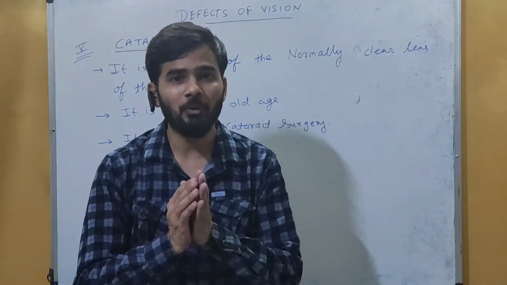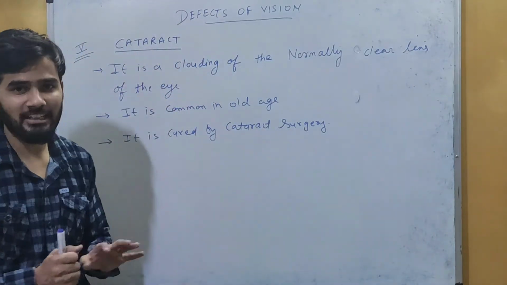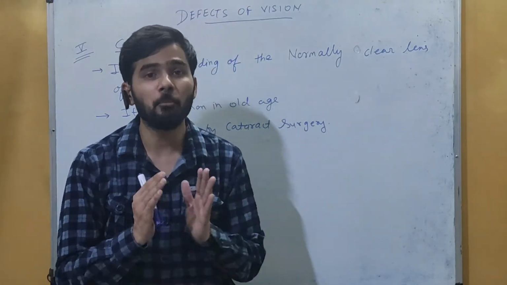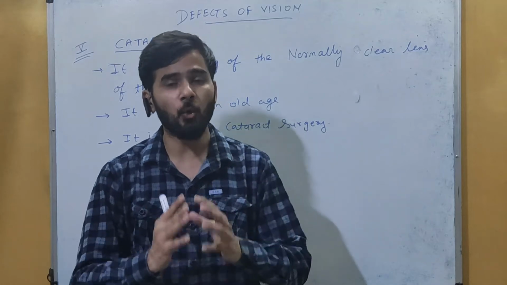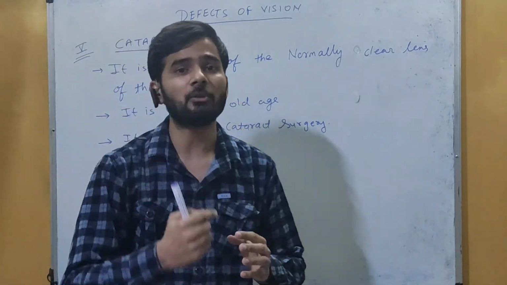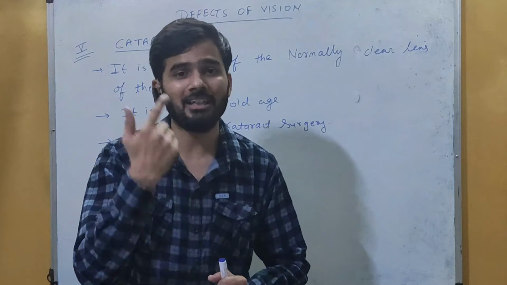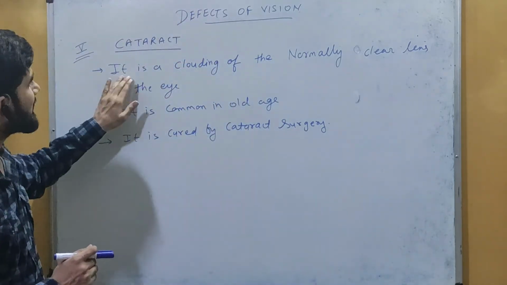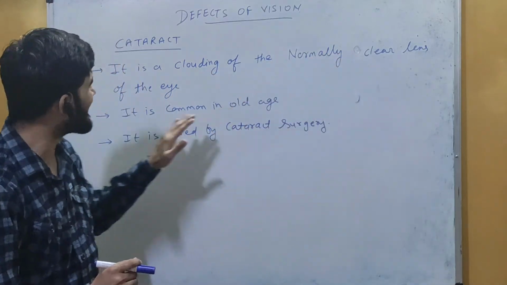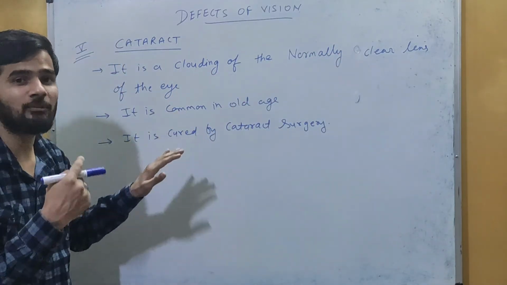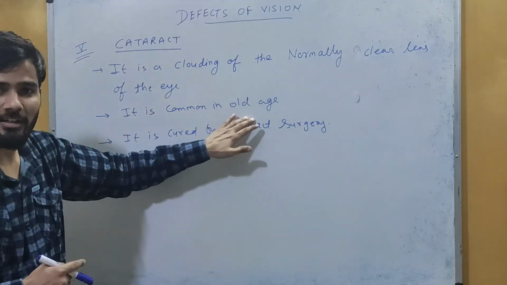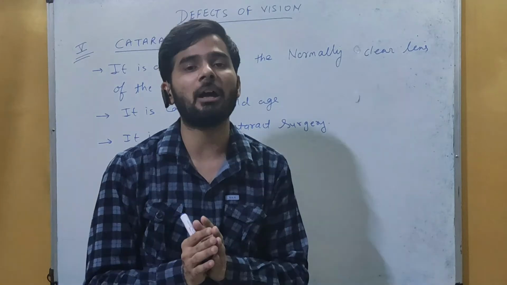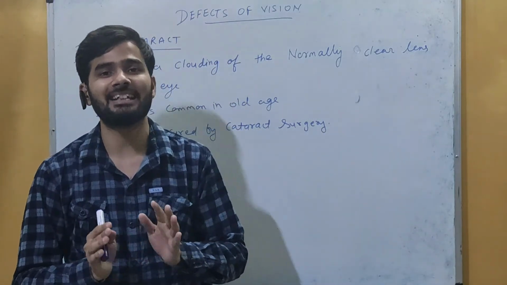Now let us look at one more defect of vision, that is cataract. You might have heard about this defect of vision, cataract. In Hindi it is also called motiabind. This is more common in old age. In this, the front part of the eye becomes cloudy, very white. That is how we can identify this defect. So it is a clouding of the normally clear lens of the eye. The eye lens becomes cloudy. It is most common in old age and it can be cured by cataract surgery. We have only one method by which we can cure it, that is only cataract surgery.